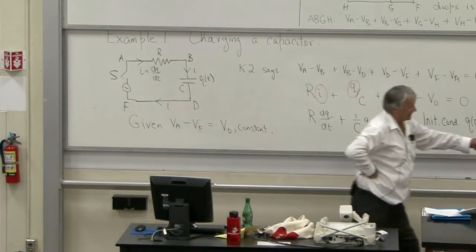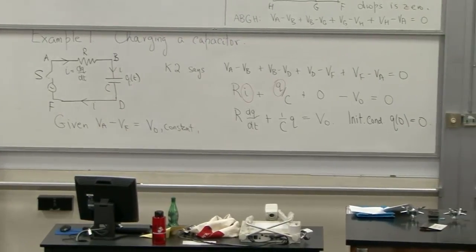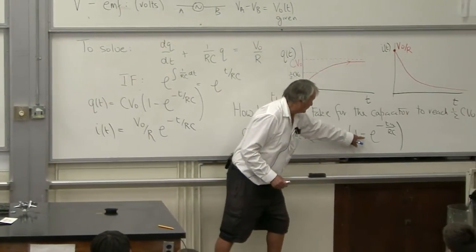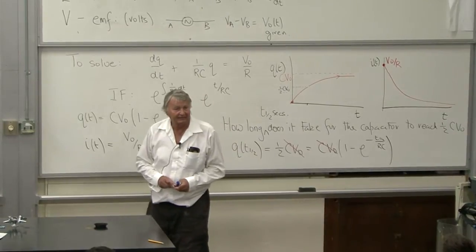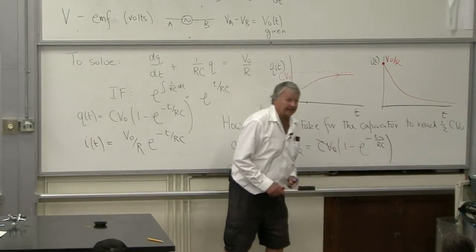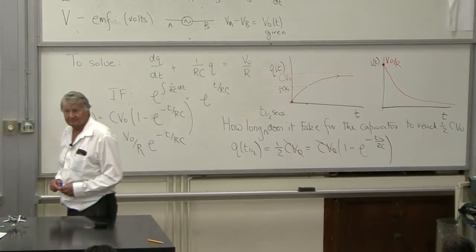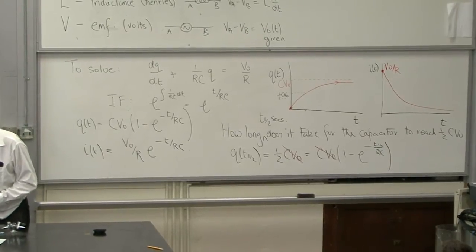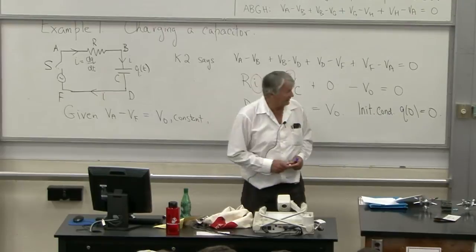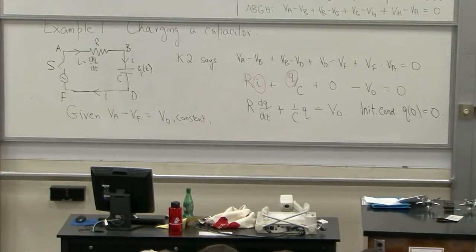Now, does everybody see how to get that? Look, because the CV zeros cancel out, I have half equals 1 minus e to the minus t sub half over RC. So that means e to the minus t sub half over RC is equal to a half. Take the logs of both sides. I get minus t sub half over RC equals log of a half, which is minus log 2. So t sub half would be RC log 2.